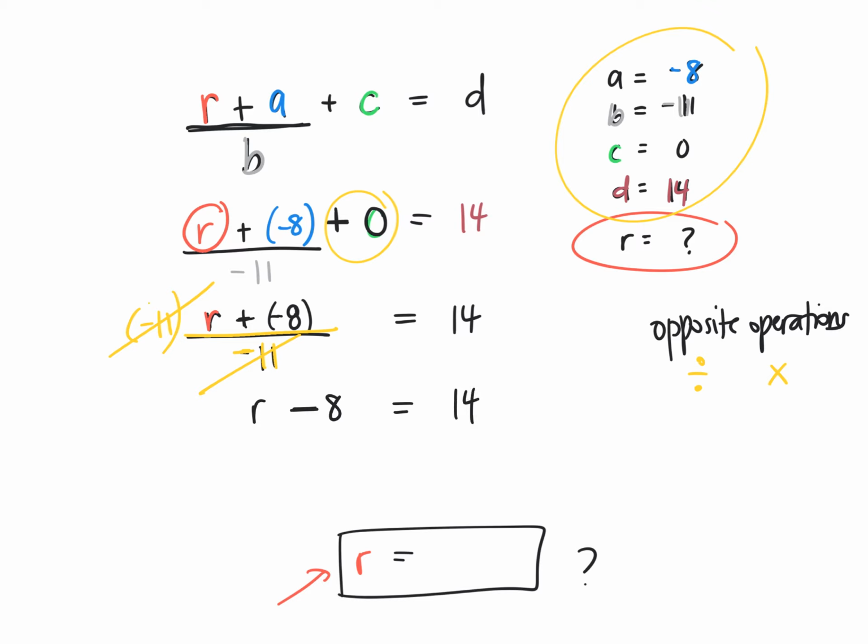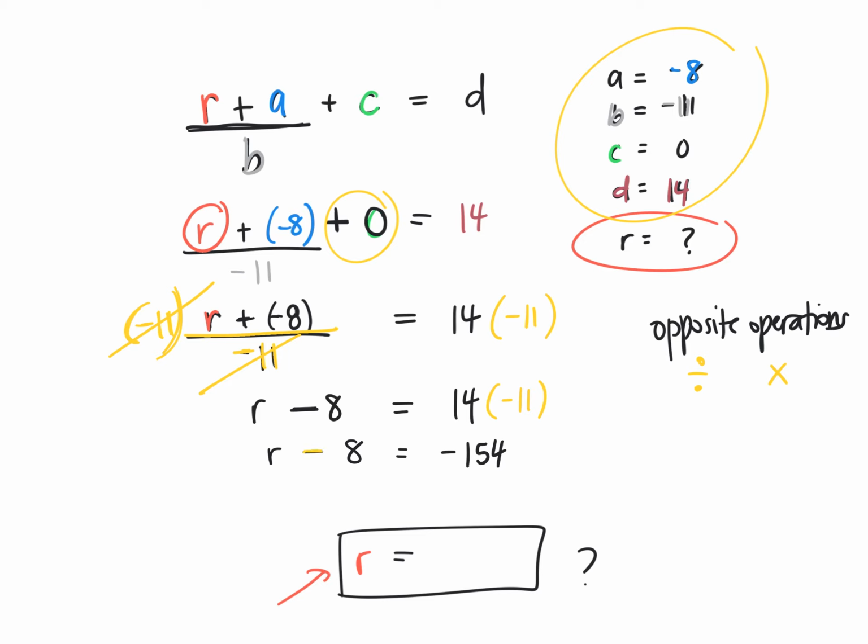Now, if I multiplied the left side by -11, I have to do the same thing on the right side. So I have to multiply this by -11. We can actually simplify that. 14 times -11 is equal to -154. And on the left side, I still have my r take away 8.